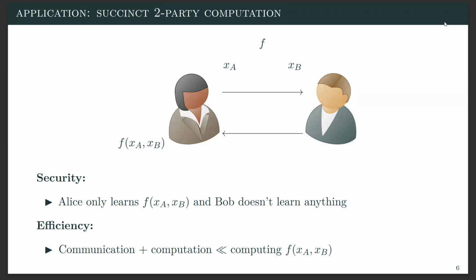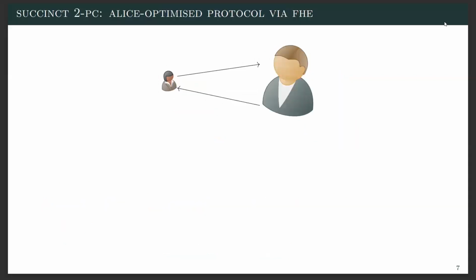And we have some efficiency constraints that say communication should be small. And then the computation for one party, so either Alice or Bob, should be a lot less than just computing f of xa, xb in the clear. So there are two settings that we can consider. The one is that of a so-called Alice optimized protocol. Here, Alice is resource constrained and Bob has to do all the heavy lifting. This can be realized using fully homomorphic encryption as follows.